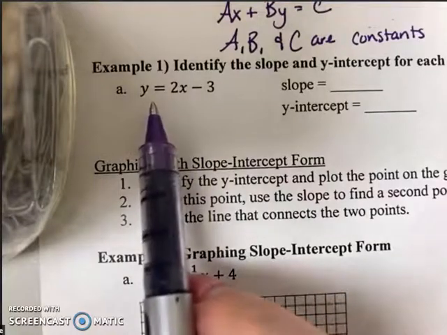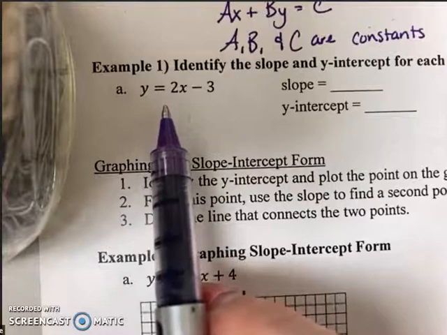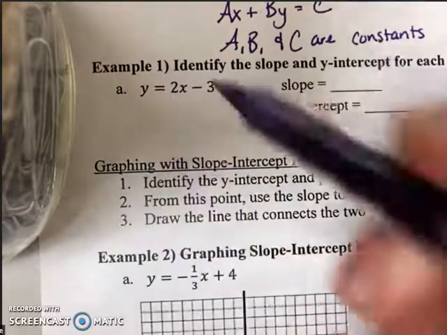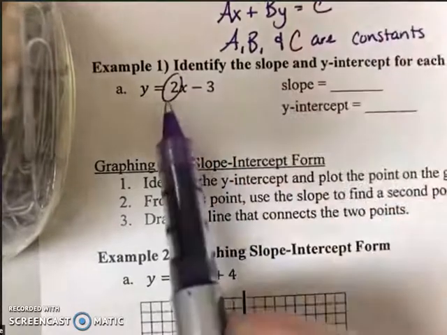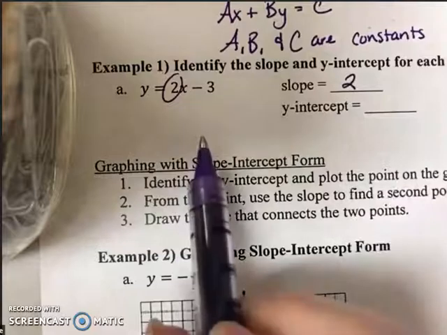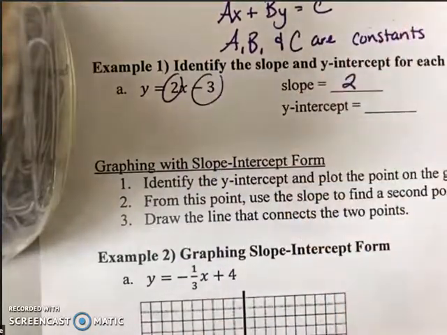Starting with example 1, I gave you an equation in the slope-intercept form. Just looking at this form, I can easily identify that the slope, which is located in the m position, would be 2, and the y-intercept, which is located in the b position, would be a negative 3.